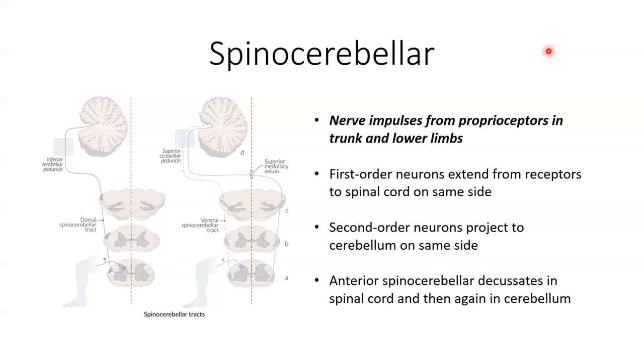So the first order neurons of the spinocerebellar tracts extend from the receptors to the spinal cord on the same side. The second order neurons extend from the spinal cord to the cerebellum on the same side.